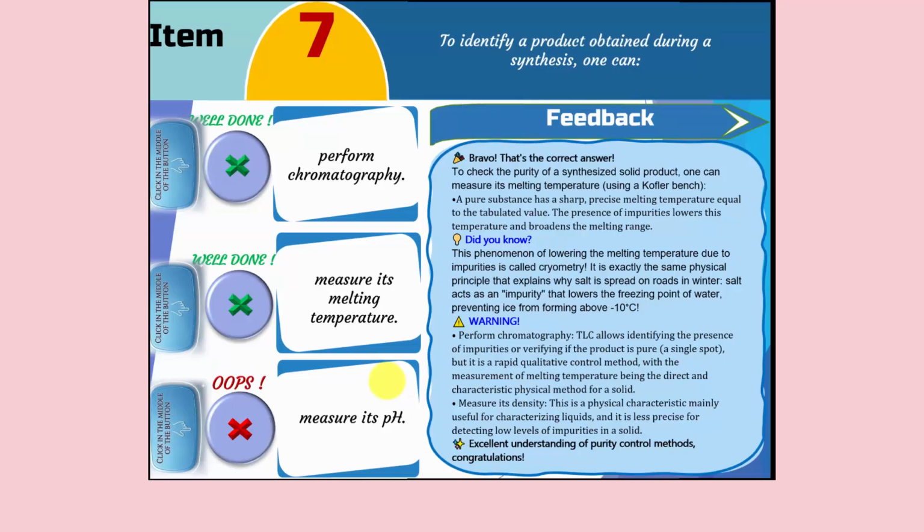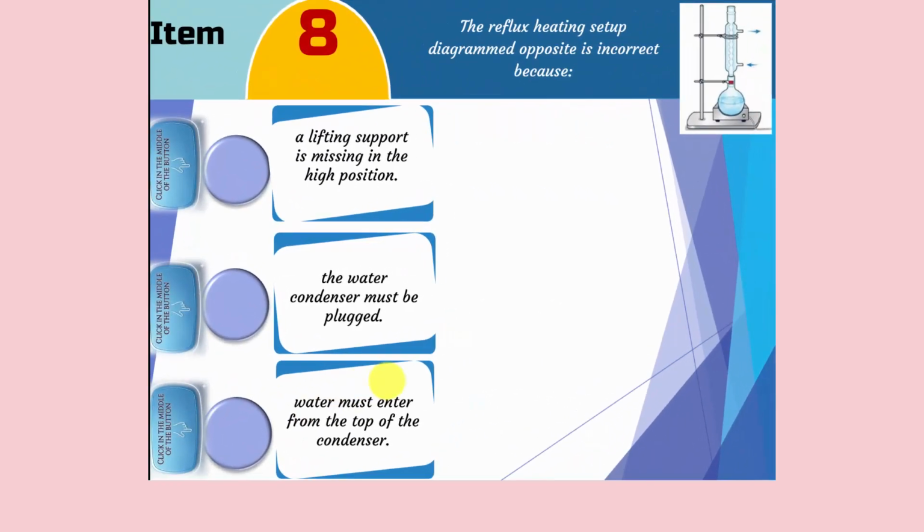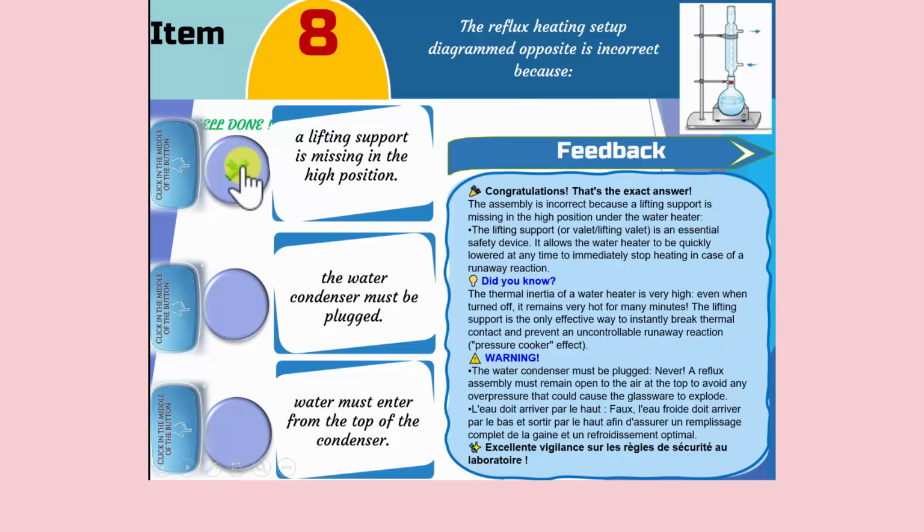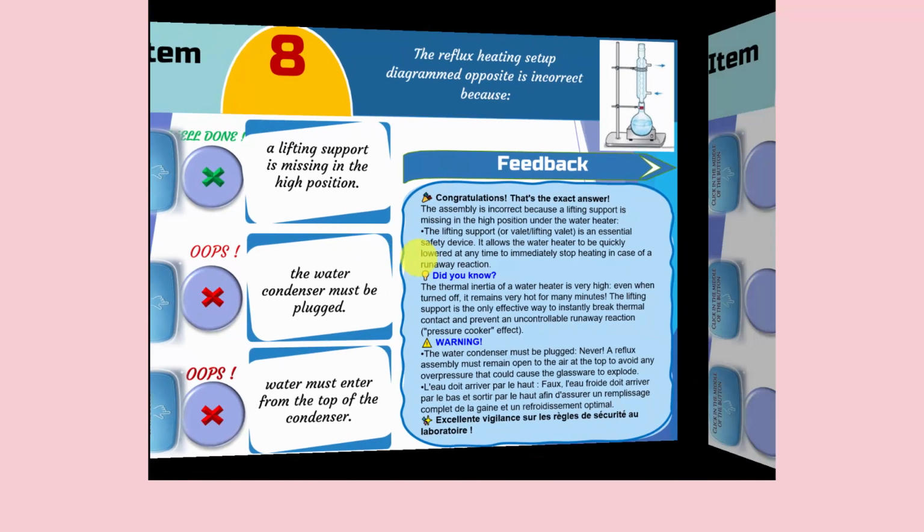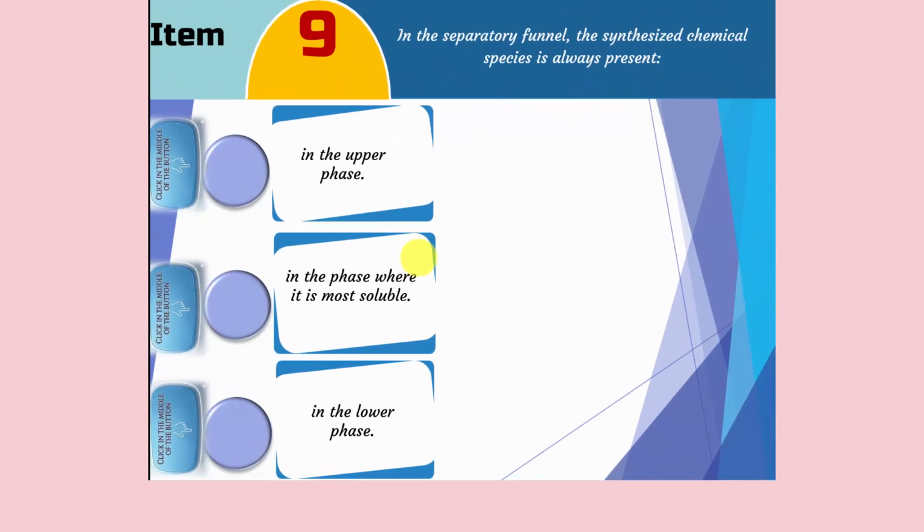The correct diagnosis is that the reflux setup is unsafe because a lifting support is missing beneath the water heater in its raised position. This support allows the heater to be lowered immediately, breaking thermal contact if the reaction begins to roll away. Even after heating is switched off, the water heater stays hot for several minutes. Also, the condenser must never be plugged. The apparatus must remain open at the top to prevent dangerous pressure buildup. Finally, cooling water should enter from the bottom and leave from the top, ensuring the condenser jacket fills completely and cools effectively.